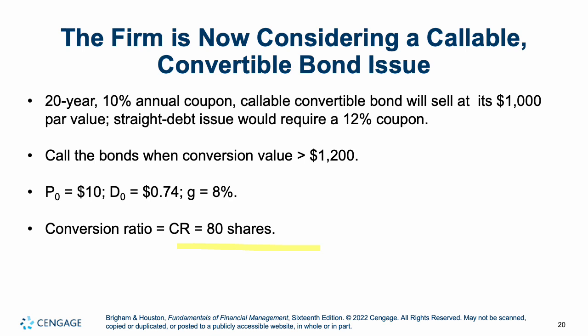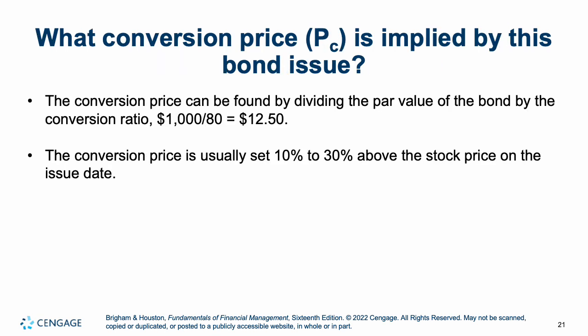And in this case, if the conversion value goes over $1,200, the company is going to convert the bond. So we have a stock where price 0 is $10, dividend 0 is 74 cents, and we have an 8% growth rate. So conversion price, once again, is found by dividing the par value of the bond by the conversion ratio. We get 1250 right here.